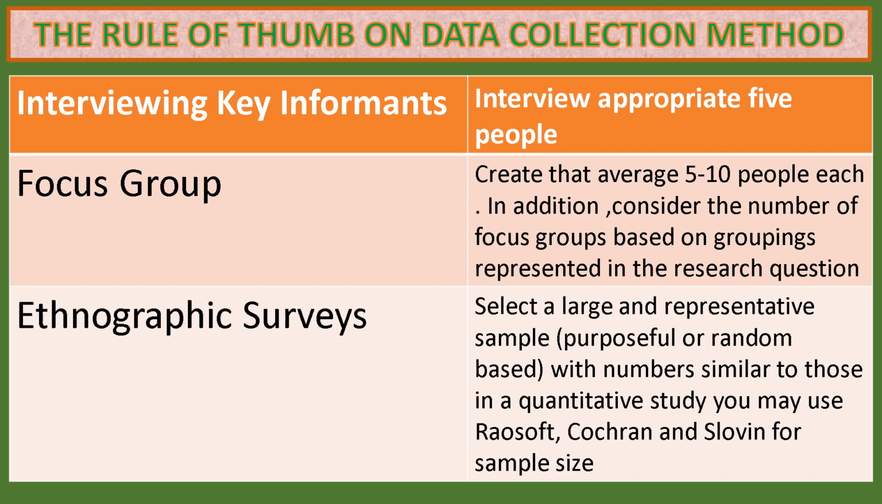In the rule of thumb on data collection method, for interviewing key informants, interview 5 people. In focus groups, create groups averaging 5 to 10 people each. In addition, consider the number of focus groups based on the groupings represented in the research question. For ethnographic surveys, select a large and representative sample, purposive or random based. With numbers similar to those in a quantitative study, you may use Rosop, Cochran, and Slovin for sample size.